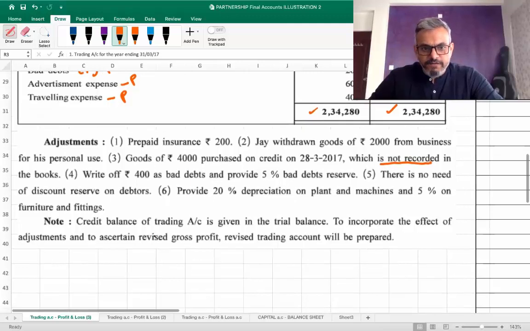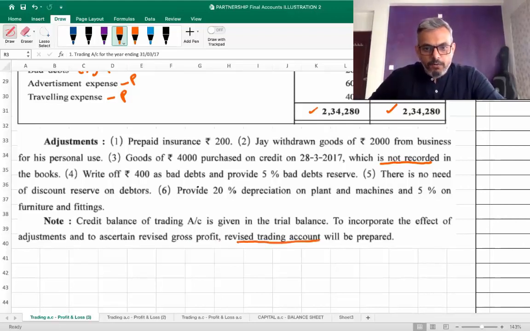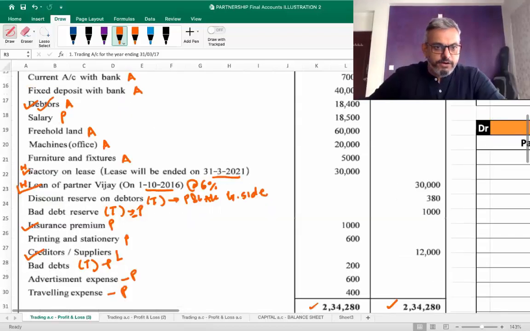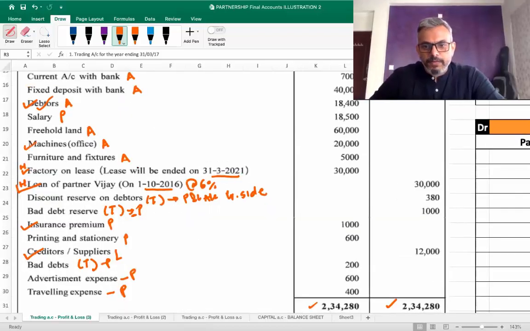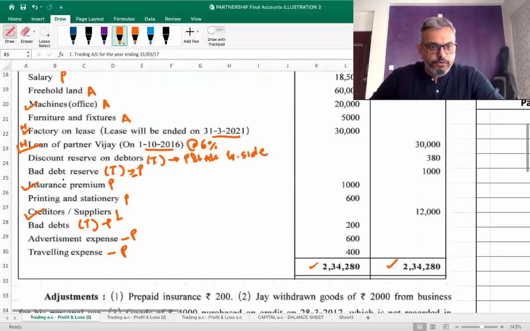Now there is a note given: the credit balance of the trading account is given in the trial balance, to incorporate the effect of adjustment and to ascertain the revised gross profit. Revised trading account will be prepared. Now plant and machine, tick. And furniture and fittings, tick both.